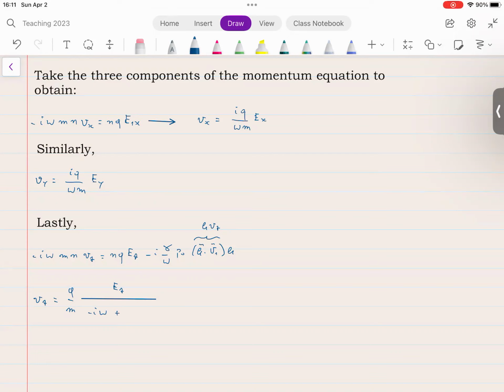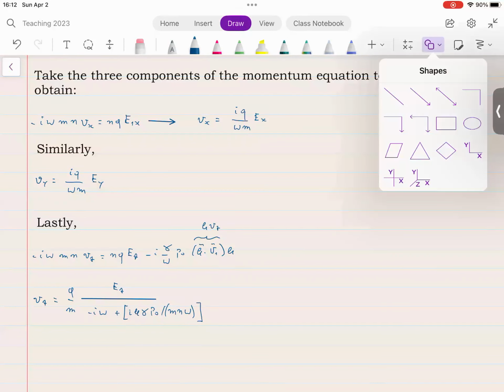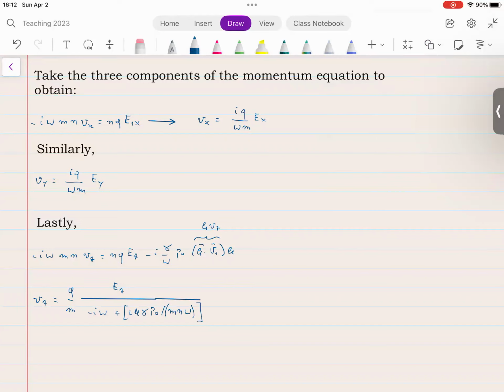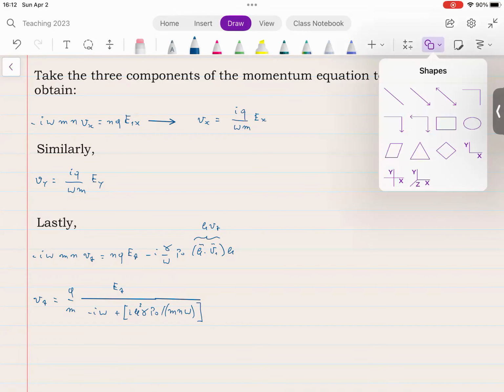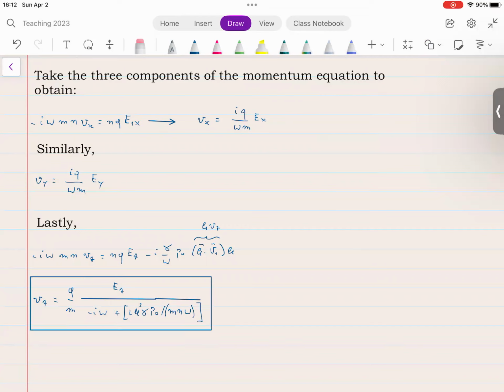Plus i k gamma P0 over n times omega. Make this a square bracket. Okay, ik should have everything, and this needs to be a little bit longer. All right, and I'm sorry, this is k square. Obviously, have two ks there. Okay, but that's our z component of the momentum equation, gives us a relation between Vz and Ez.